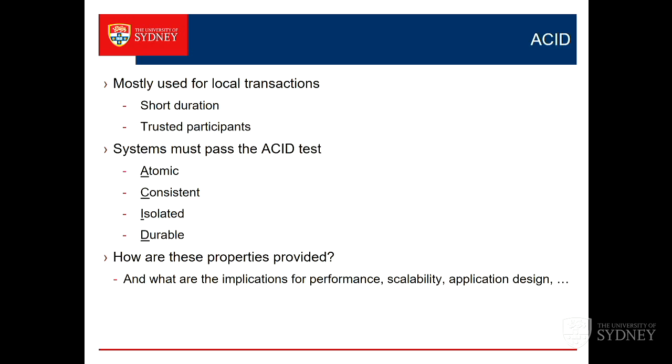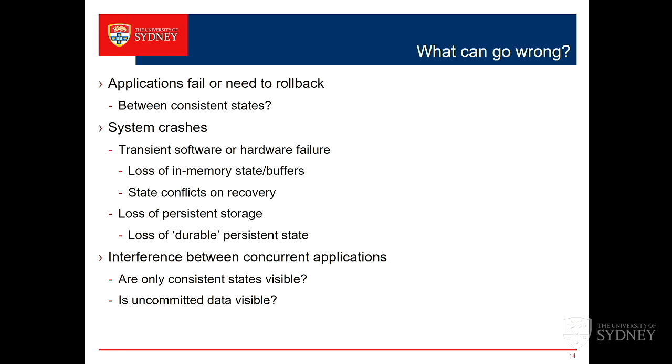So, ACID, local transactions, the key assumptions are short duration, trusted participants, and what we're going to talk about now is how do we get most of those properties and what are the implications of them for the performance, scalability, etc. So, what can go wrong in a system? Well, applications can fail or otherwise decide that they've had enough and need to roll back. And at that point in time, they will have put the system in an inconsistent state. So we have to worry about getting out of that inconsistent state.